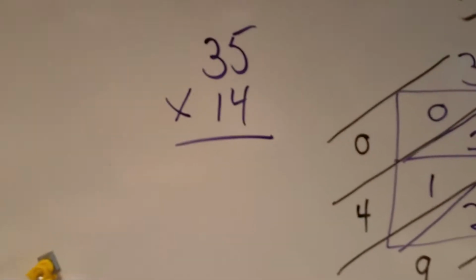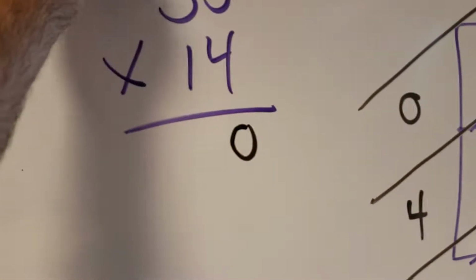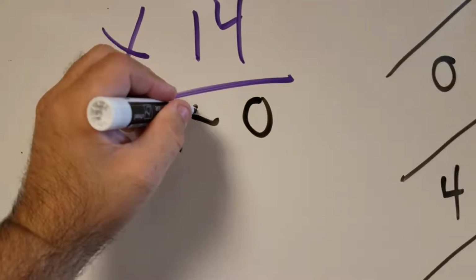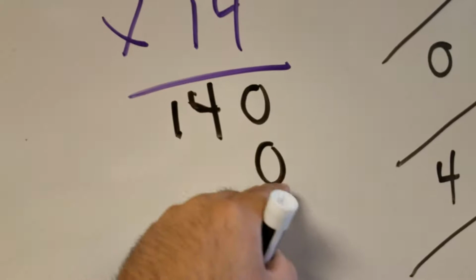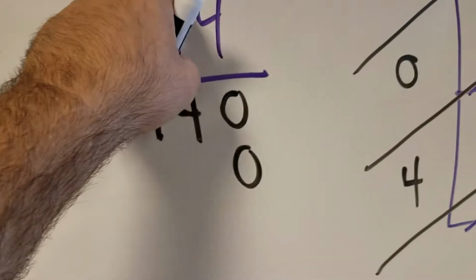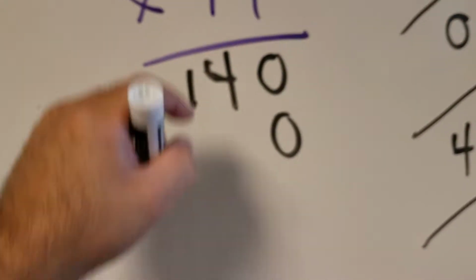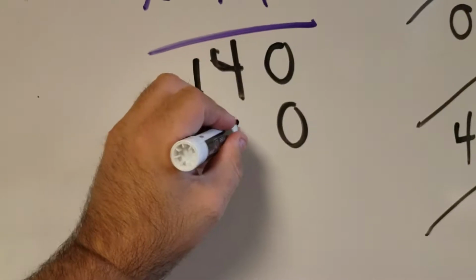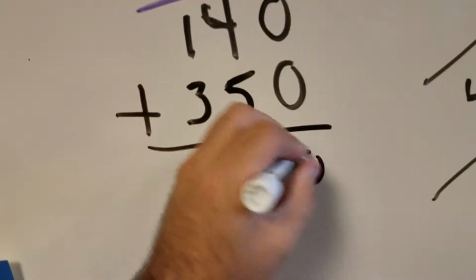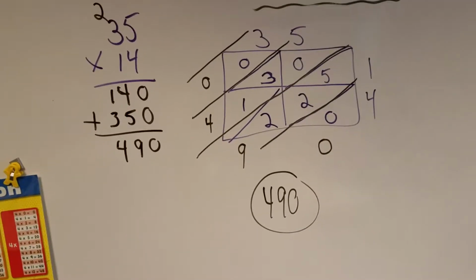Let's double check. I'm going to do it the standard algorithm way. 5 times 4 is 20. 3 times 4 is 12, plus 2 is 14. Put my placeholder in there because now we're doing 35 times 10, which we're going to do 35 times 1, but that placeholder does the 10 portion of it. So 5 times 1 is 5. 3 times 1 is 3. I add those together, and hey, what do you know? I got 490.